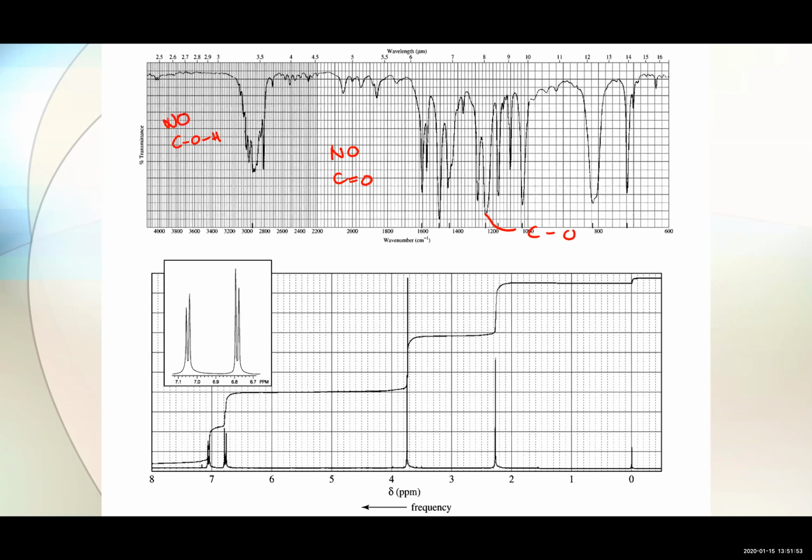I shouldn't put NO because NO is a functional group too, but whatever. There's no N, so it can't be NO. I don't know that. Maybe it's just a NO. I don't know. All right. Yeah, so we're looking at some sort of ether.